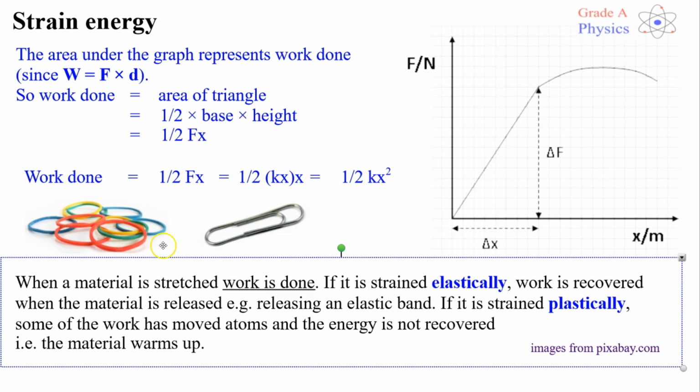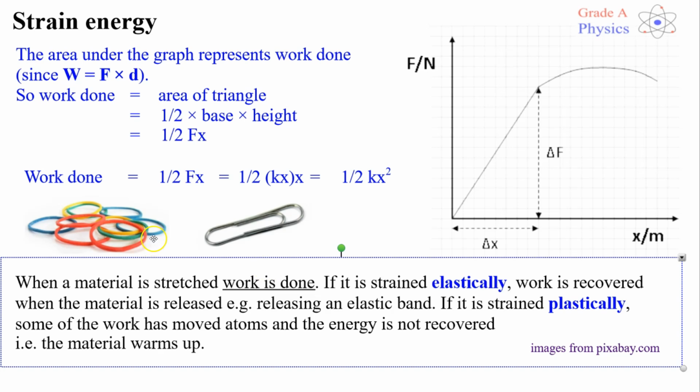If you imagine getting a rubber band and pulling it and then releasing it, it will fly away. So we've converted elastic potential energy into kinetic energy and maybe a little bit of heat. So if we strain something elastically, that means within the elastic region, then the energy will be recovered, or the vast majority of it will be, when the material is released. And that is why we have this conversion from elastic potential energy into kinetic energy when the elastic band flies across the room.